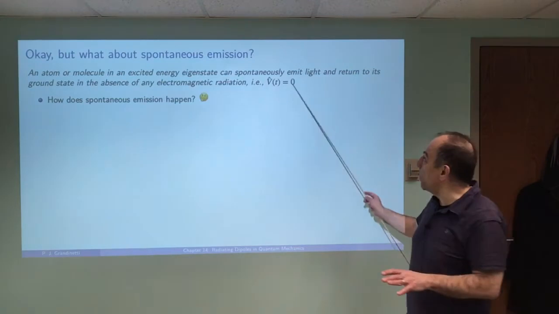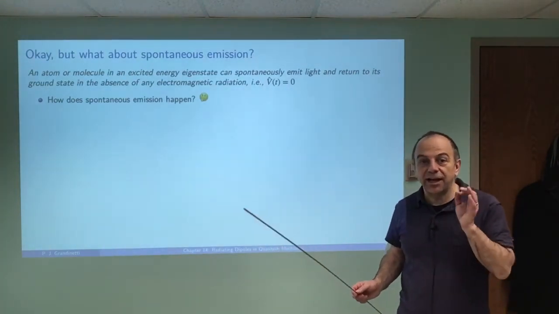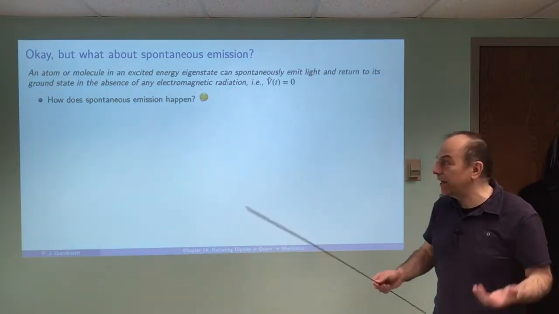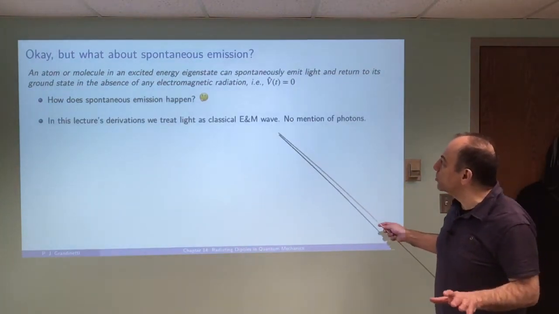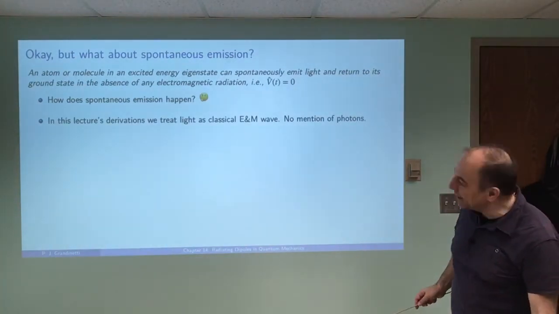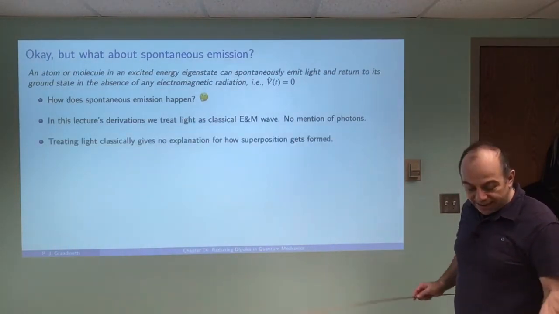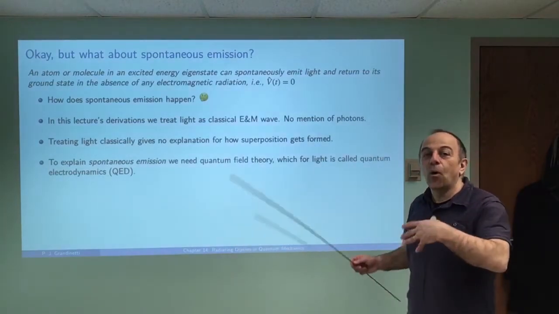where there is no perturbation present, and still a system that's in an excited energy eigenstate can manage to go into a superposition state and radiate away the light. Now, so far we've been treating this all with classical E&M. We haven't been talking about photons. We've been treating light classically. We haven't been thinking about light in terms of a quantum treatment of light.